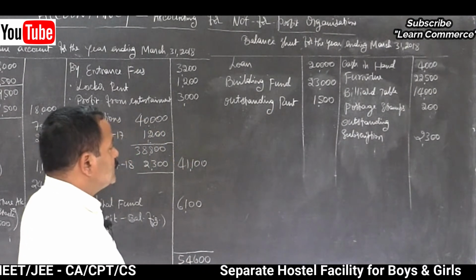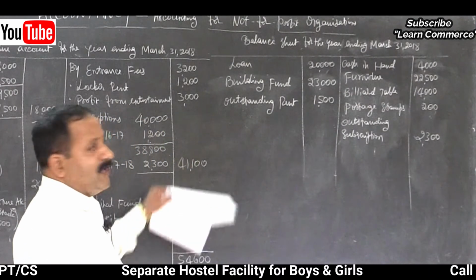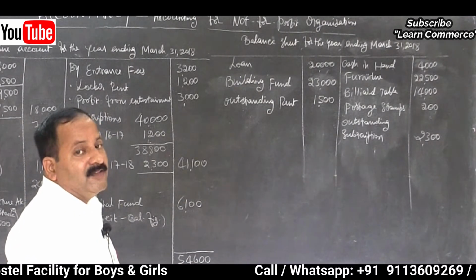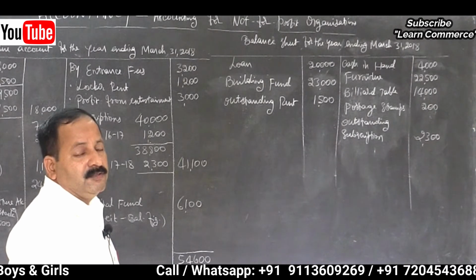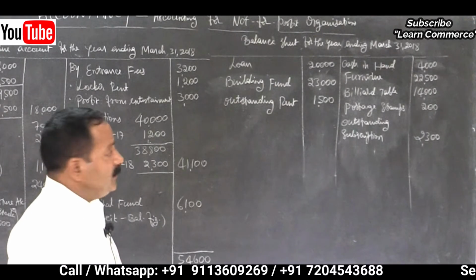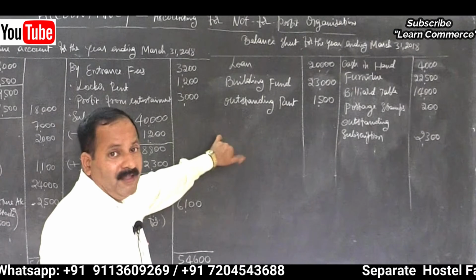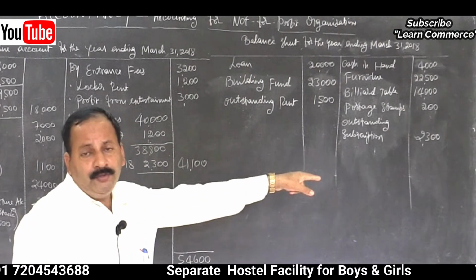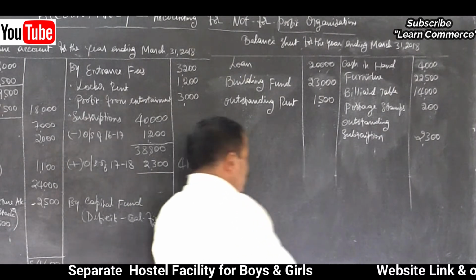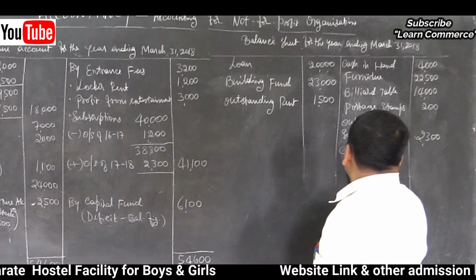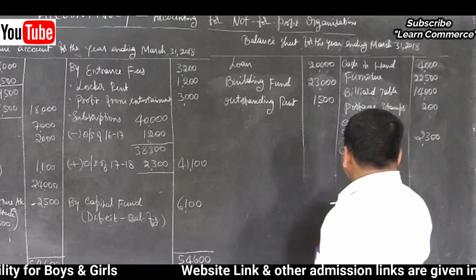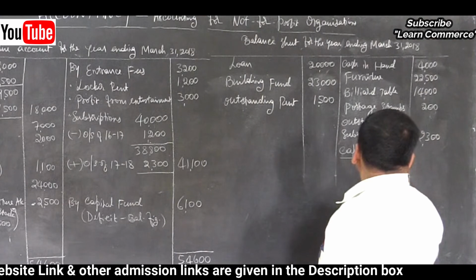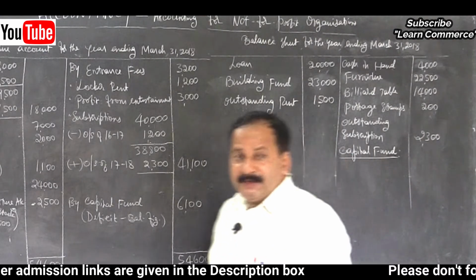Now what you have to do is, you have to take a capital fund on the asset side, because there is negative balance in the capital fund. There is negative balance in the capital fund, so you should not show it on the liability side. Whenever there is negative balance, it should go to asset side. I'll show you how it is capital fund. What is the opening balance? Balance was negative. Am I correct?